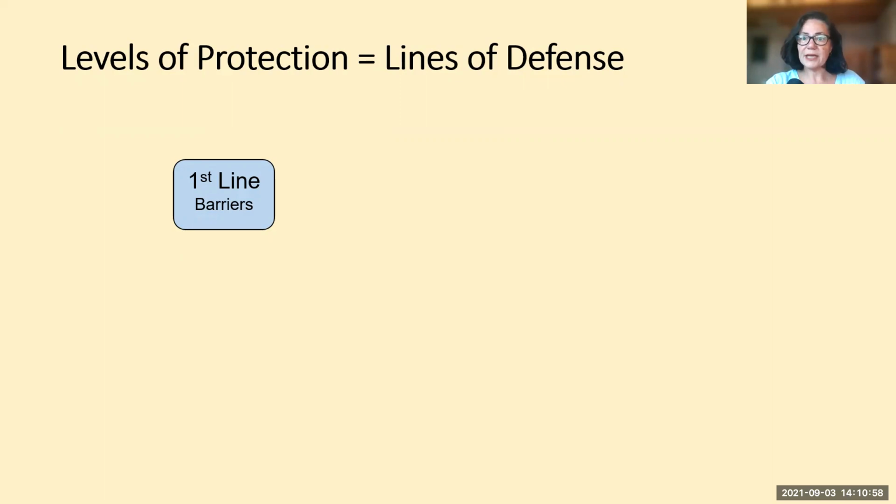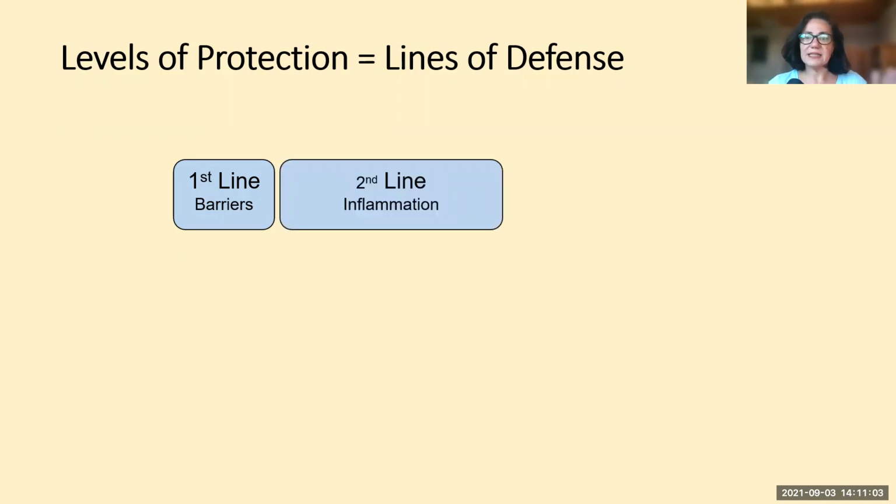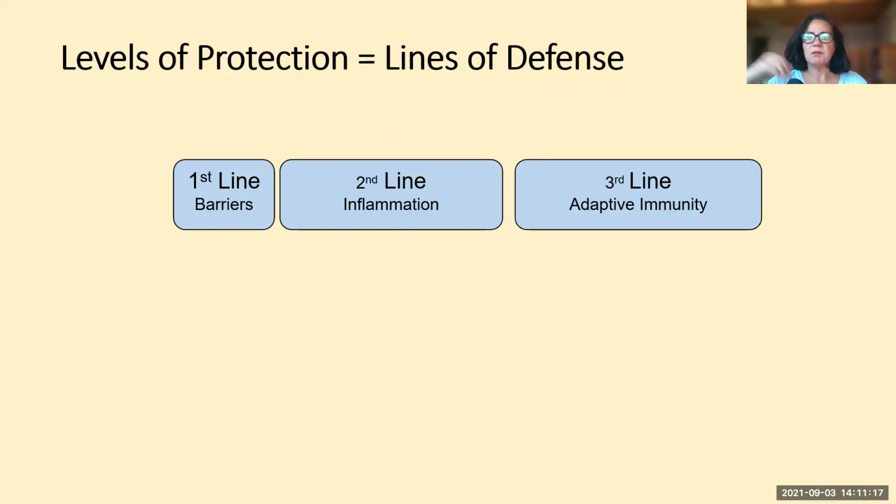If those barriers get breached, which happens, then we get to the second line of defense. In some sources, you'll see this described as the inflammatory response, or just inflammation. And then finally, the third line of defense, which most people use the term immunity or adaptive immunity for that. And that is very specific to particular infections, like a particular species or a particular strain of a virus.